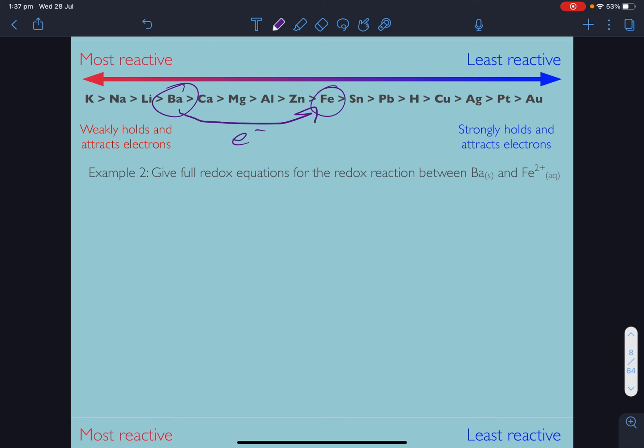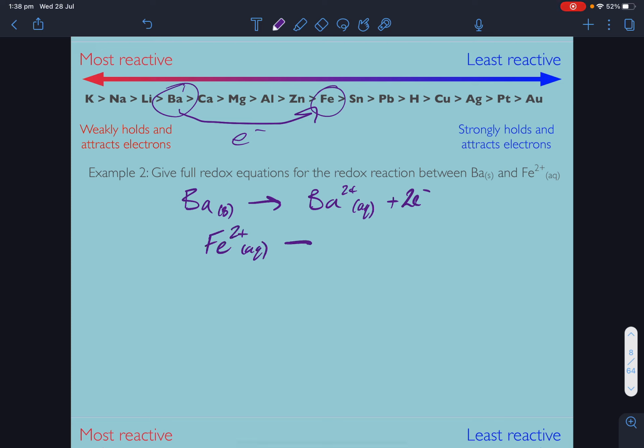So, two half equations. Barium is going to barium 2 plus. And to balance it out, we need the 2 electrons on that side. Okay, iron 2 plus is going to take those electrons, put them on the left-hand side, and we're going to iron solid. So we're going to precipitate out the iron.